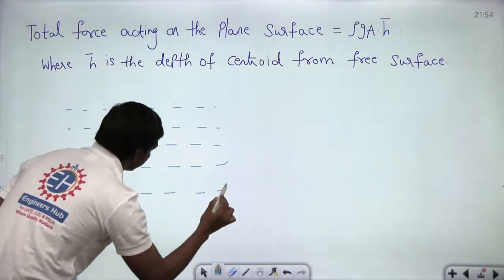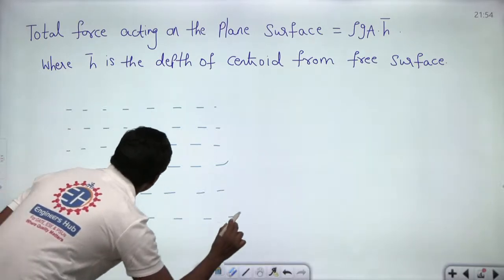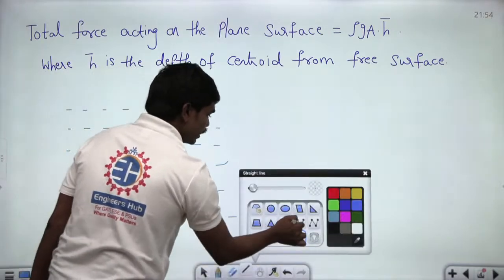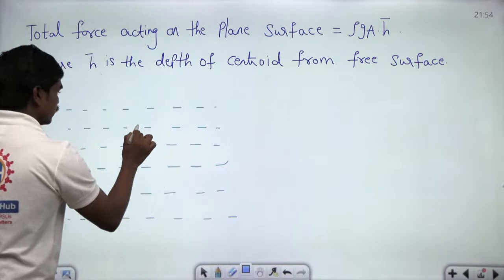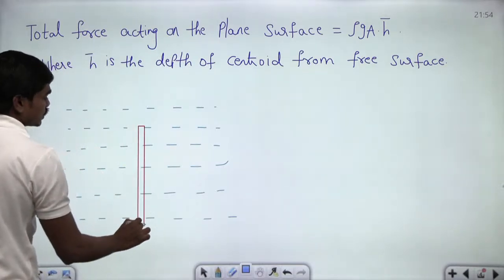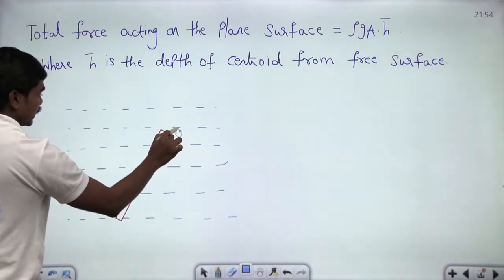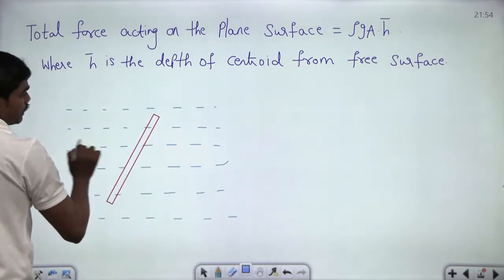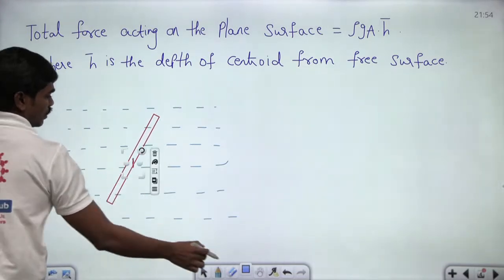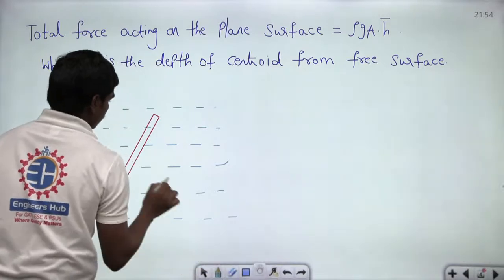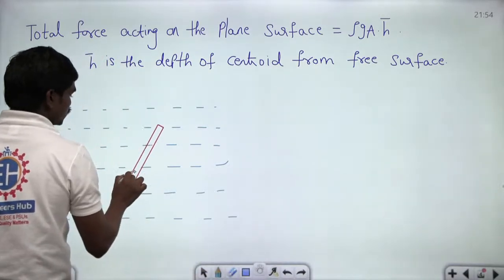See here carefully. Let us suppose you have some bulk of fluid. Now, in this bulk of fluid, if you have this plate which is oriented at some angle, of course. So, let us suppose this is the plate.